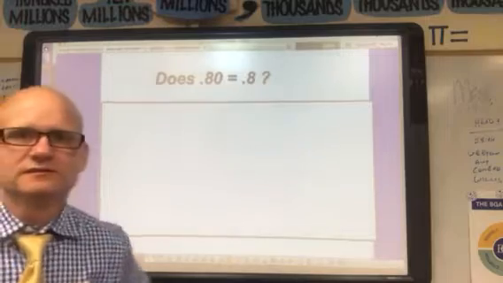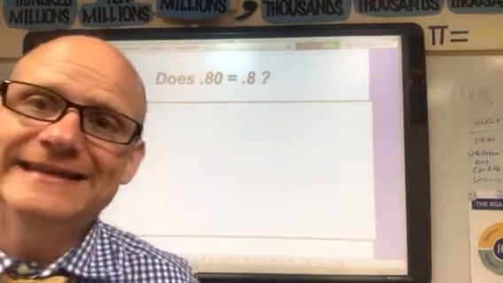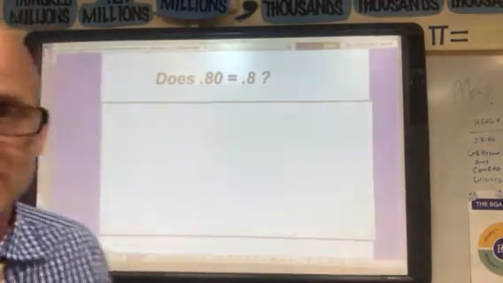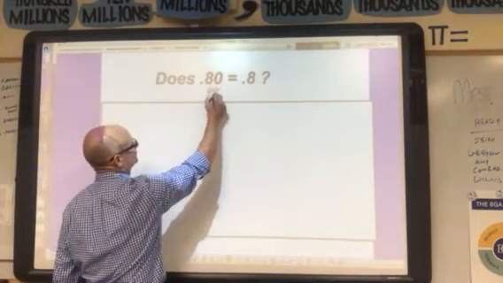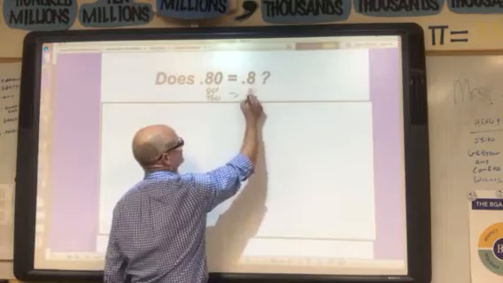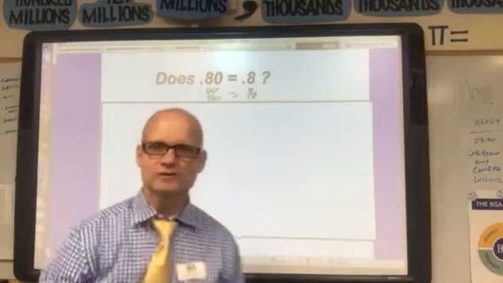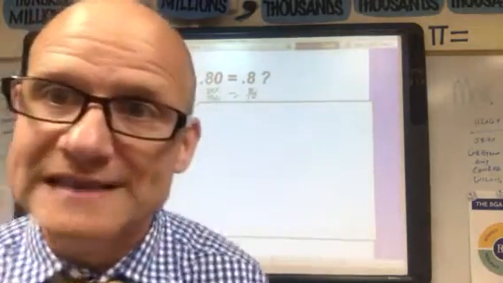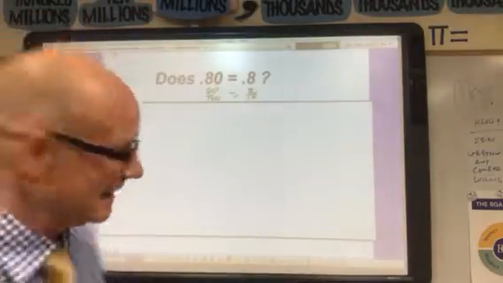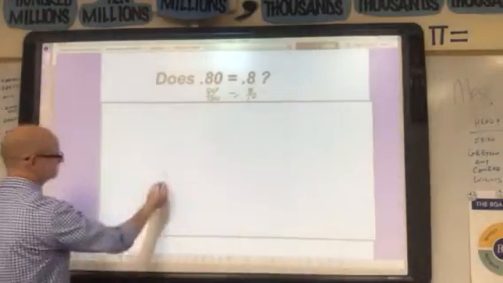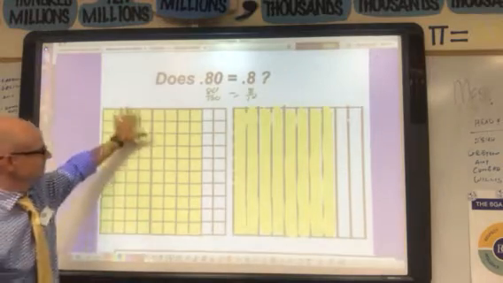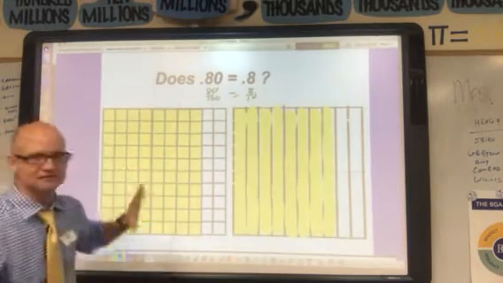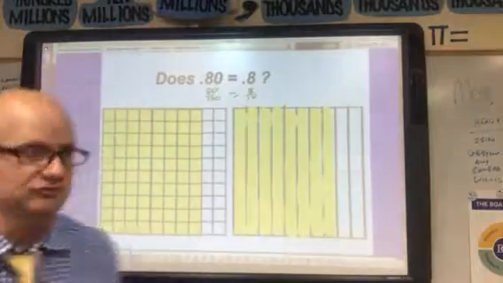Question. Does 80 hundredths equal 8/10? This is 80 out of 100. This is 8 out of 10. Do they equal each other? The question is, are they the same part of a whole? And the answer is yes, they are. This is a whole box that is divided into 100 small squares.